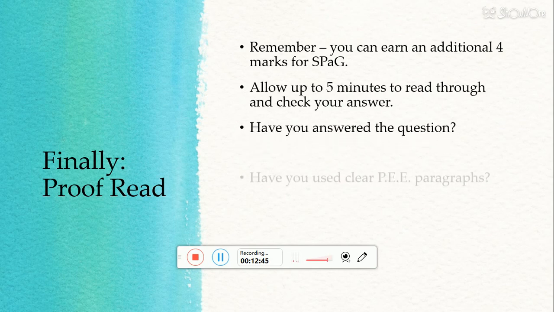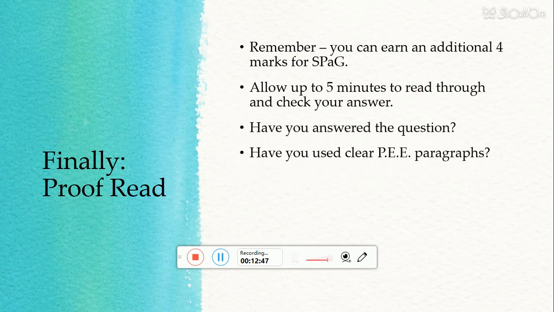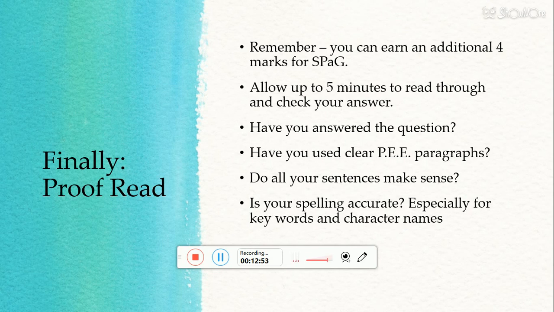Have you answered the question? Have you used clear point, evidence, explain paragraphs? Do all your sentences make sense? And is your spelling accurate? Especially for those key words: characters, Priestley, most importantly. Make sure that you have done that properly.